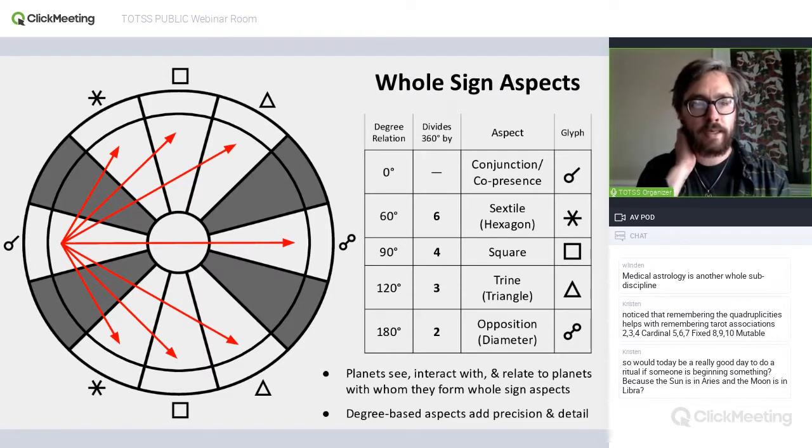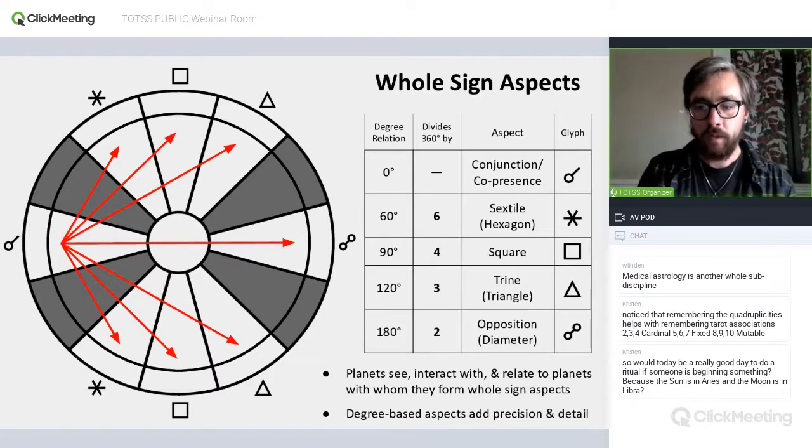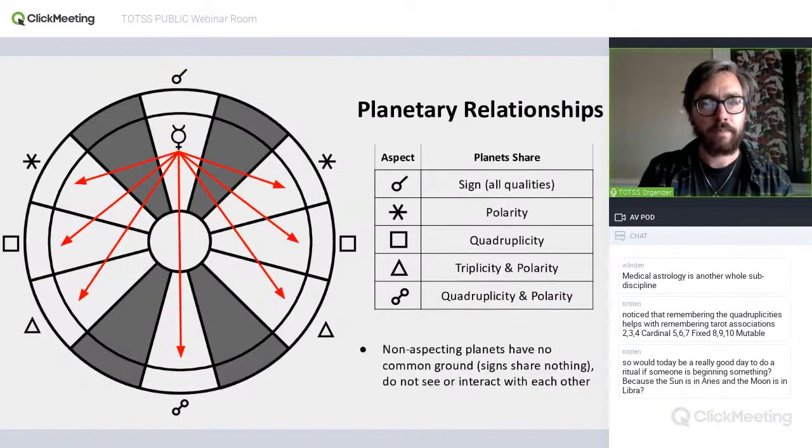And so the basic idea here is that planets see, interact with, and relate to planets that they share a whole sign aspect to. And then we can look at degree-based aspects, the exact degree relationship between the planets, to add precision and detail. The closer they are by degree, the stronger that aspect, the stronger that relationship is. But the aspect itself is just defined by the relationship between the whole signs. I know it's a little bit confusing, but yeah, so here's another diagram here.